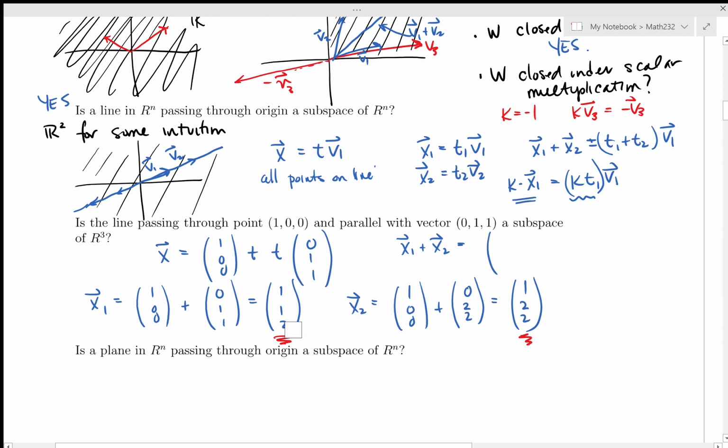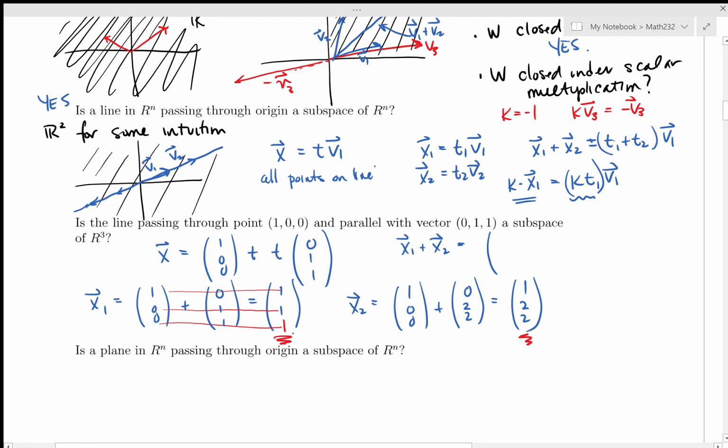Here, I see what's wrong. This should have been a 1. When I added these two together, I made a mistake. So this is 1 plus 0 is 1, 0 plus 1 is 1, and 1 plus 0 is 1. Sorry about that. Okay, so now I'm going to try to add them together.